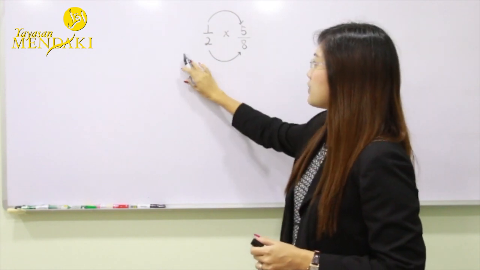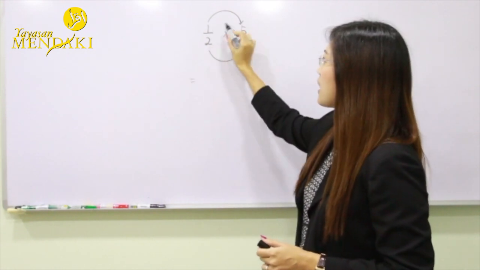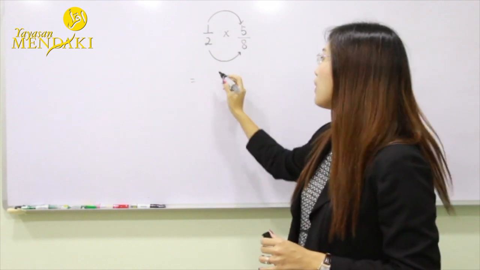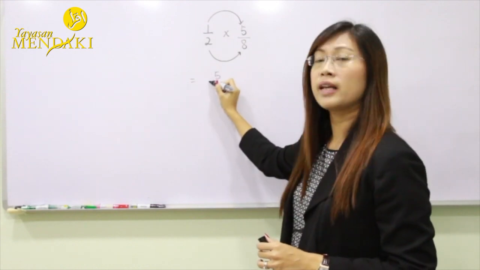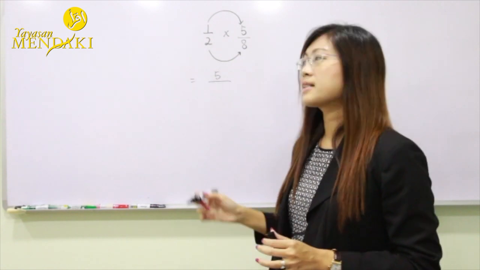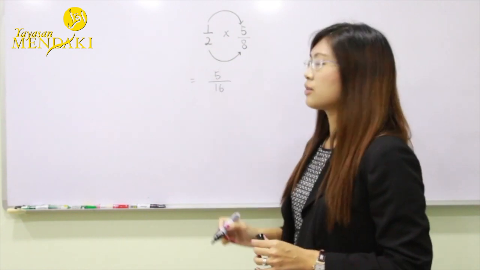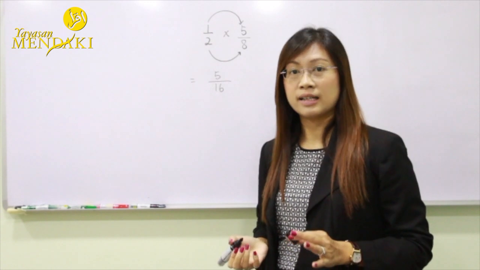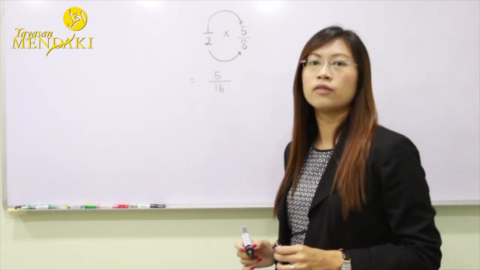Now what would be the result for this? As you can see, 1 times 5 is equivalent to 5 on the numerator. And what about the denominator? 2 times 8, it gets you to 16. So that gives you a final answer, which is 5 over 16.